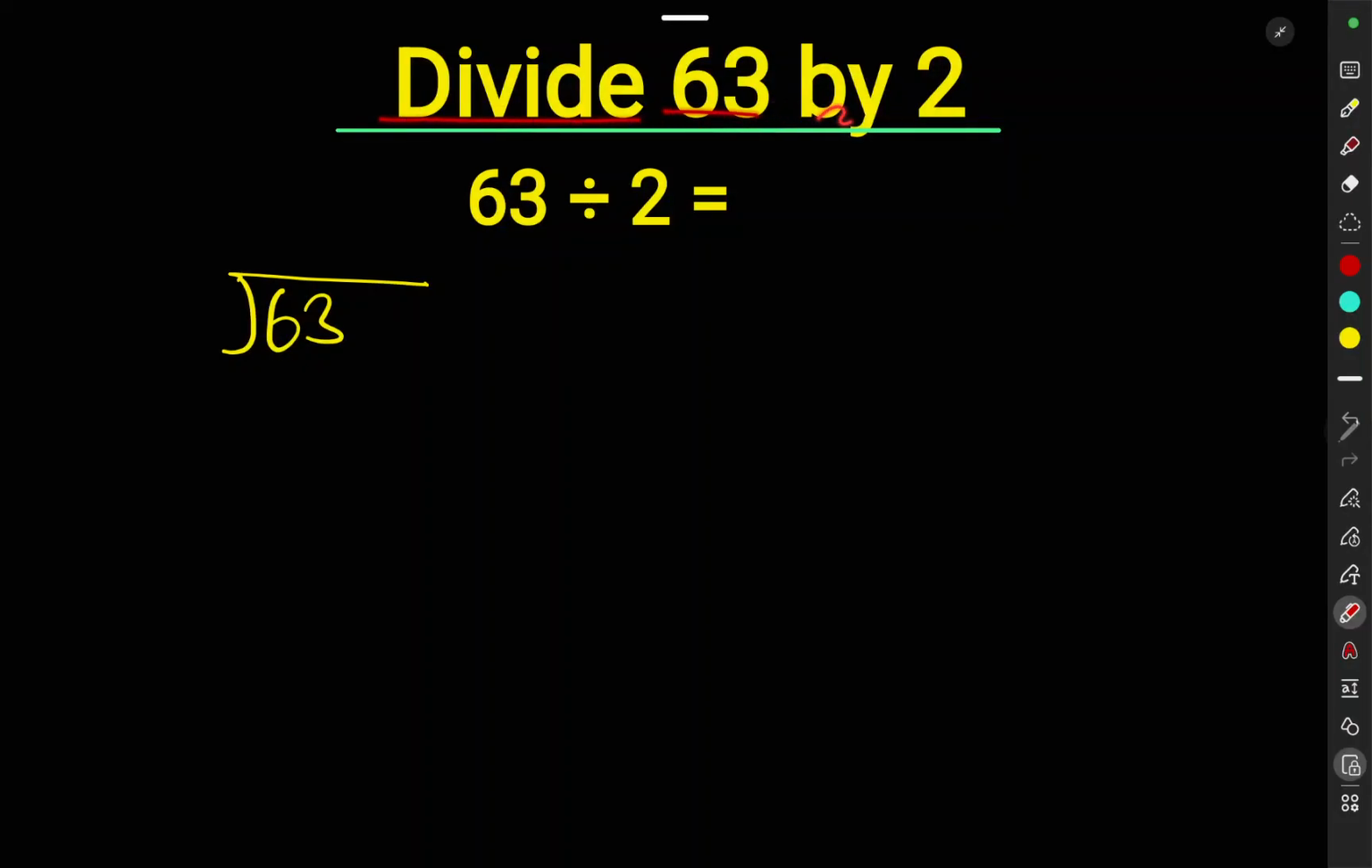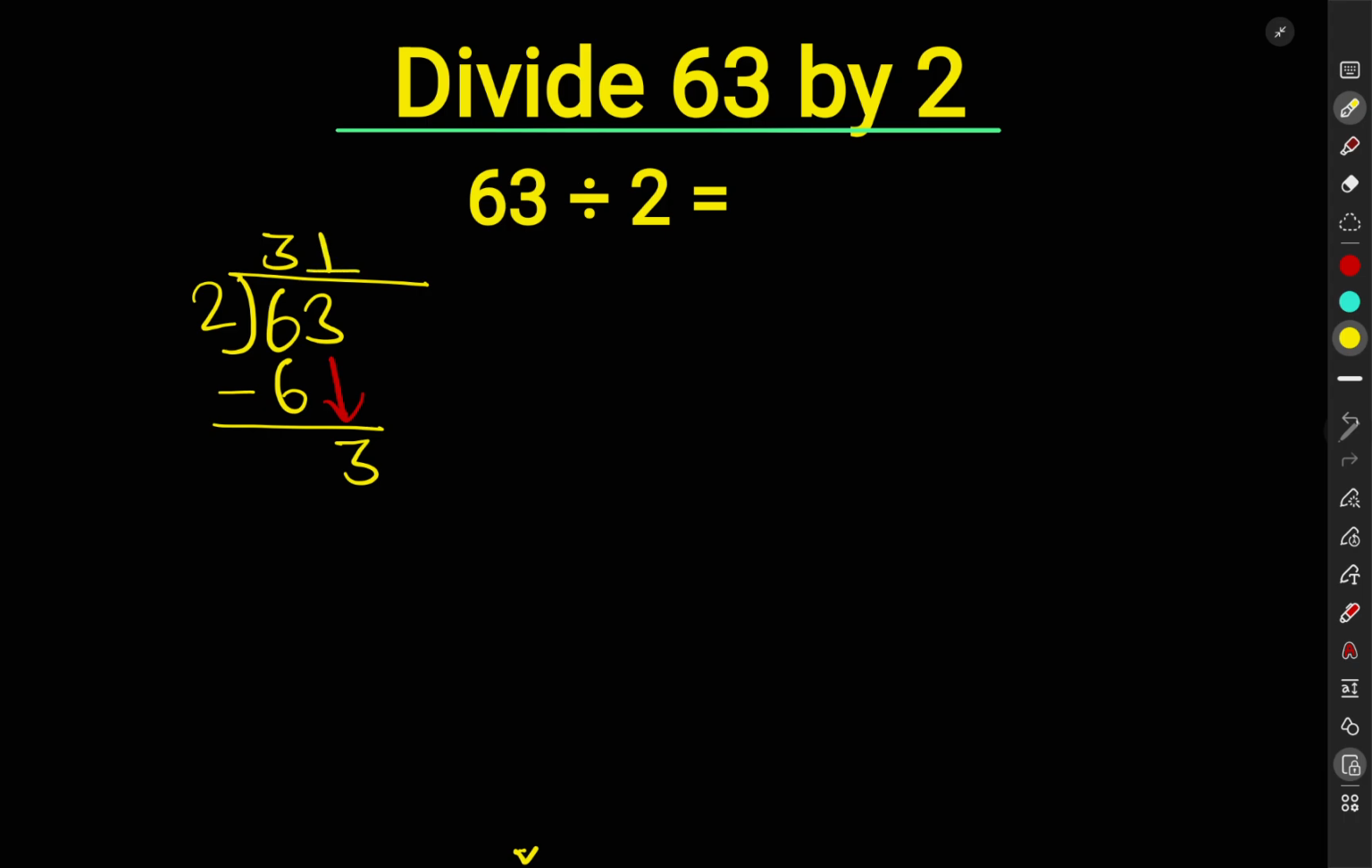Divide 63 by 2. So here we divide 63 by 2 in a long division method. So 2 times 3 means 6. On subtracting we get 0. So now this 0 is less than 2. So we bring down the number beside this 3 and we remove this 0.